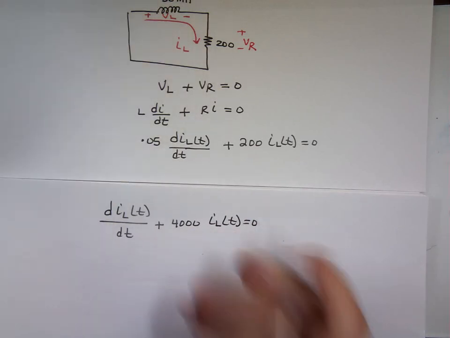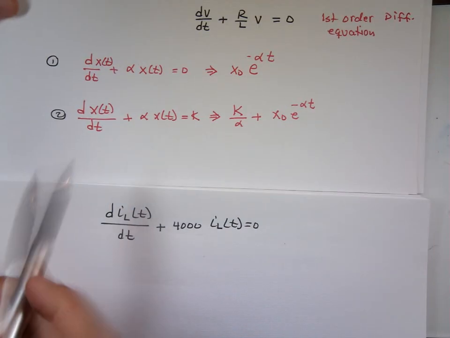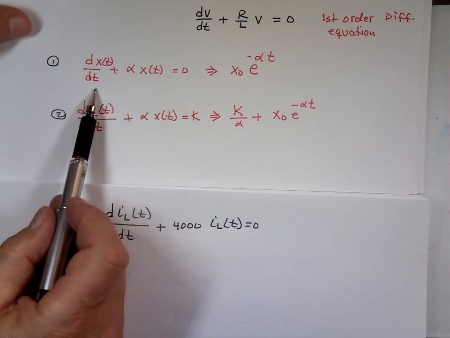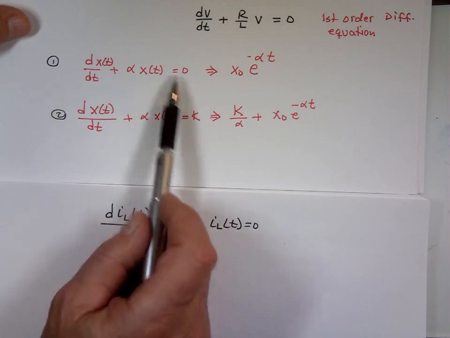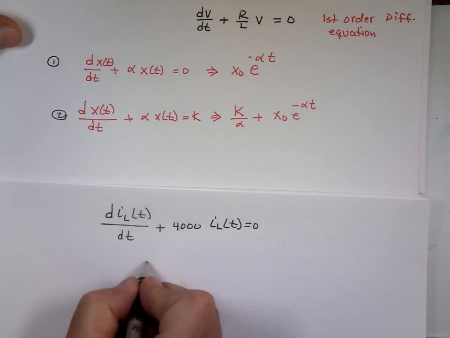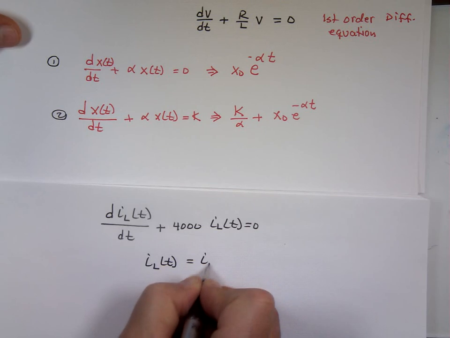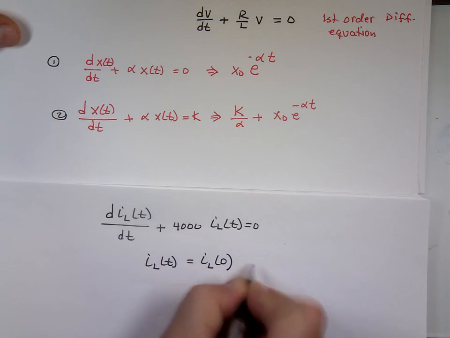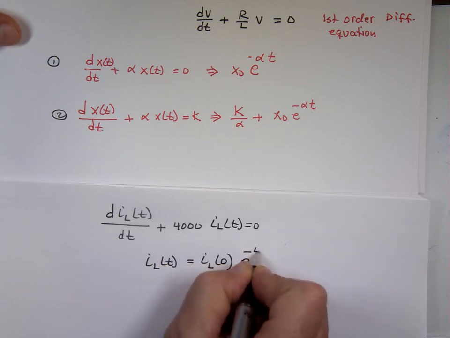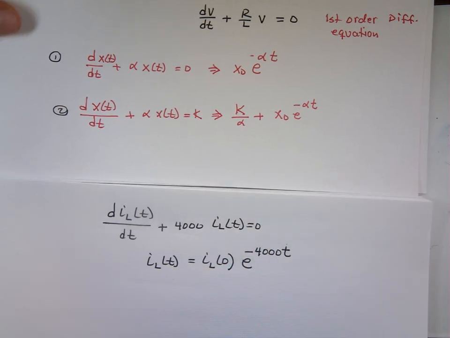Now that looks like the first equation. I said if you have an equation that looks like this, a derivative plus a constant times that function equals 0, that's what I have. Then my solution for that, I sub L as a function of time, is going to be the current at 0 times e to the power of negative 4,000 t, based on that equation.